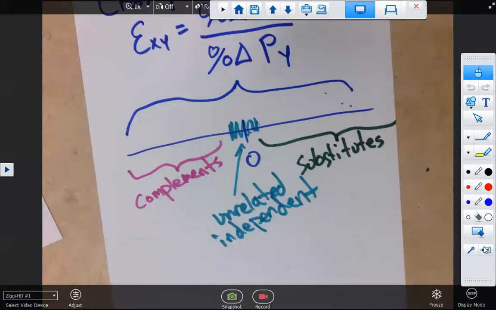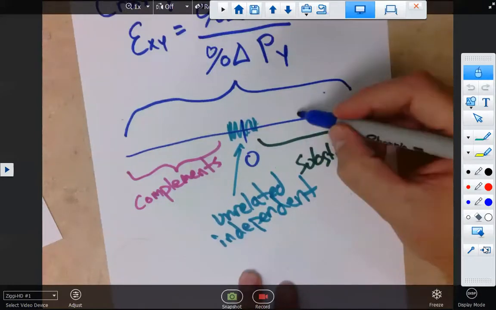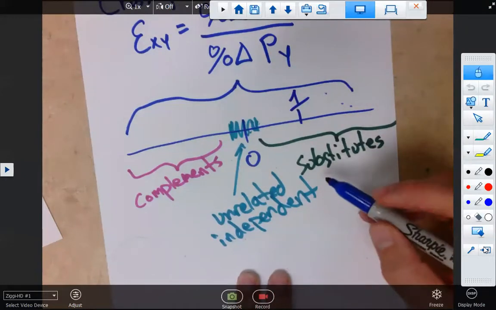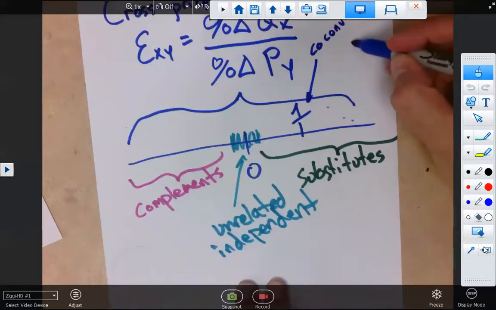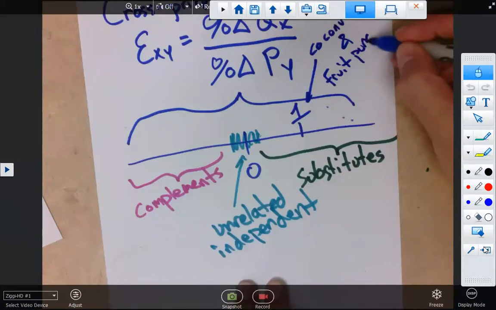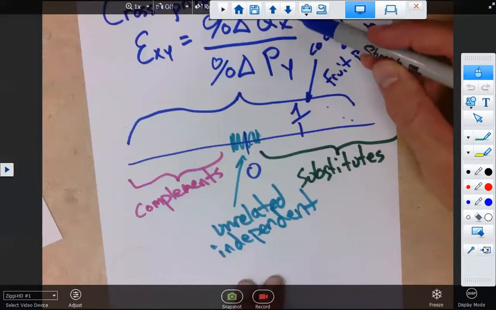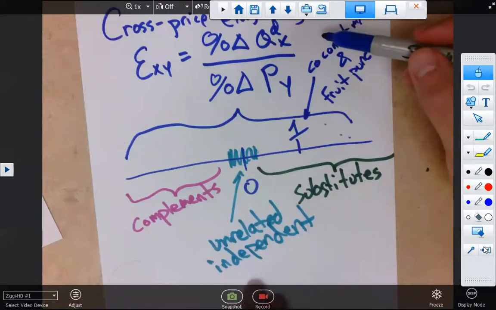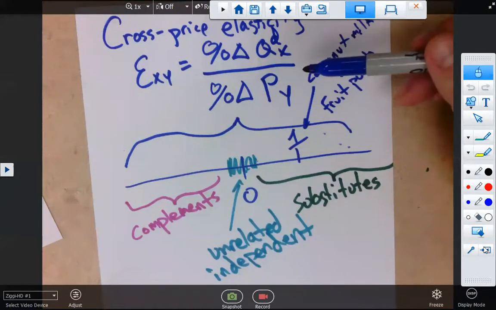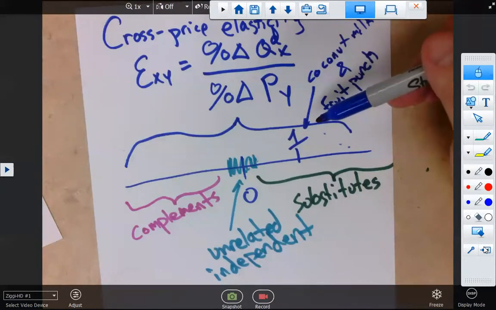So if the cross-price elasticity of demand for coconut milk and fruit punch is 1, what would that mean? That they're substitutes. As the price for one of them increases, the quantity demanded of the other one increases. So almonds and pecans have a positive cross-price elasticity, right? If the price of an almond increases, you just buy pecans or pistachios or something, right? Like the price of soy milk and regular milk.